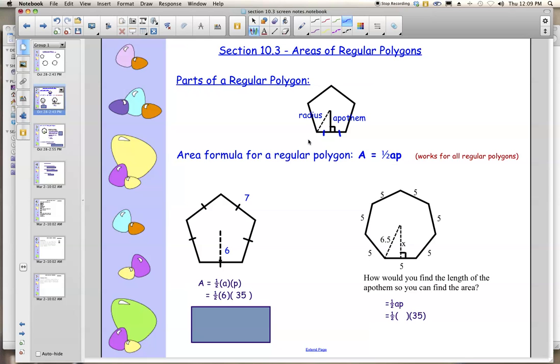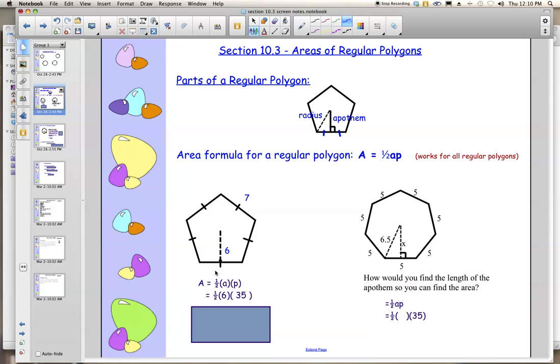Our formula for a regular polygon for finding the area is 1/2 times the apothem length times the perimeter. Perimeter, remember, is the distance all the way around the structure. So we have to find the distance around the structure and we have to find the length of that apothem, the length that goes from the center perpendicular to the opposite side. And again, this will work for all polygons. It doesn't matter how many sides it has as long as it's regular.